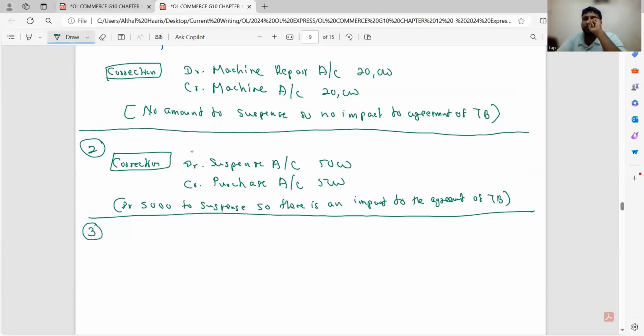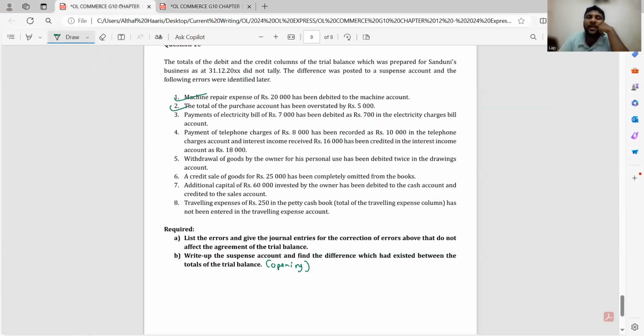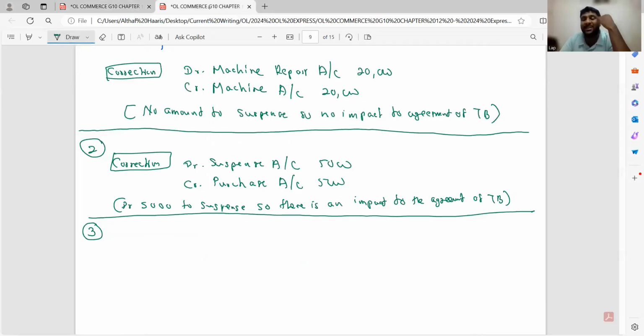Third one. Payment of electricity 7,000 has been debited as 700 in the electricity account. So people, for the electricity account, you have put less, 6,300. So less by 6,300 means the same side or opposite side? Tell me. Less means understated, understated means same. So debit electricity.